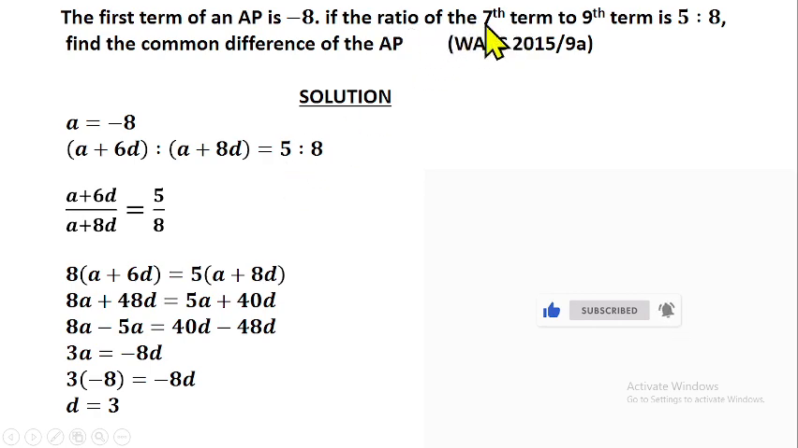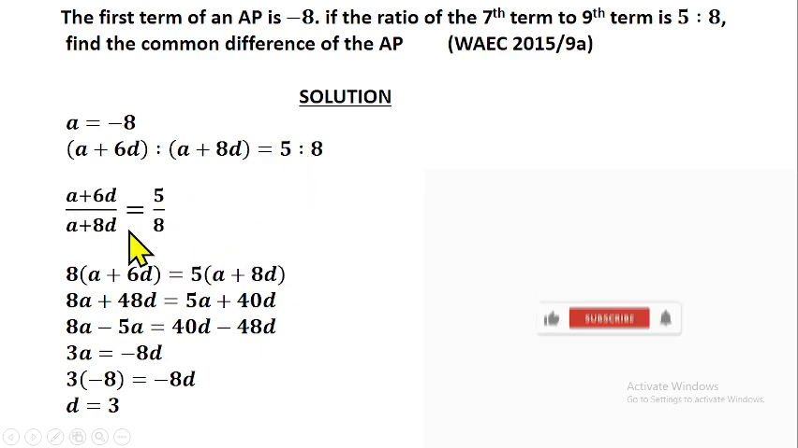The ratio of the 7th term to the 9th term is equal to 5 to 8. Then from the idea of ratio, we know that this means division. So this to this means this divided by this. So that means (A + 6D) over (A + 8D) equals 5 divided by 8.